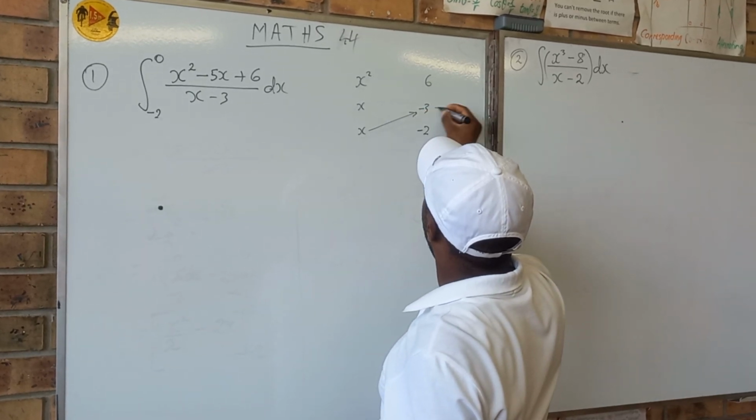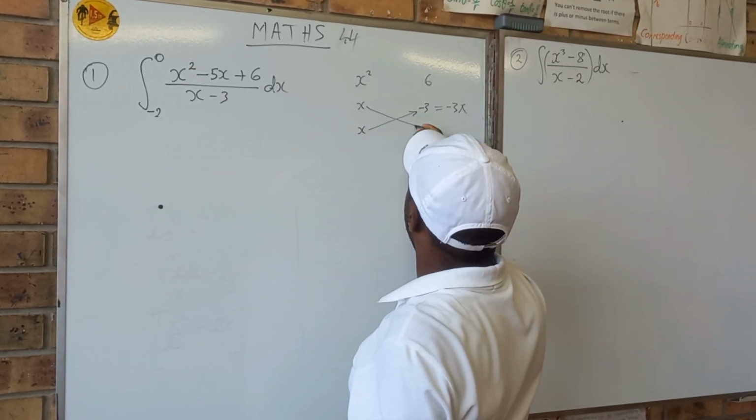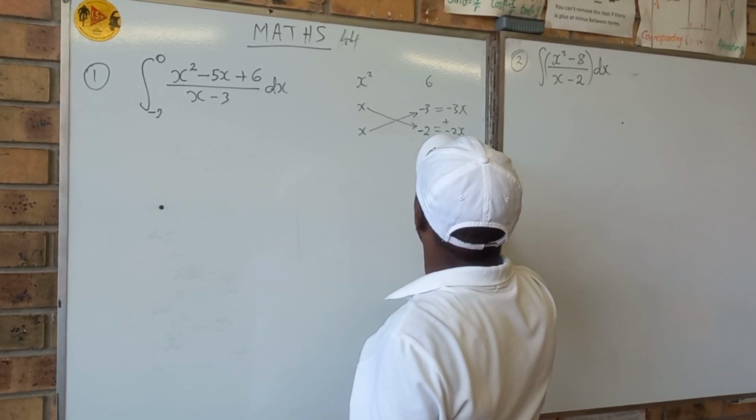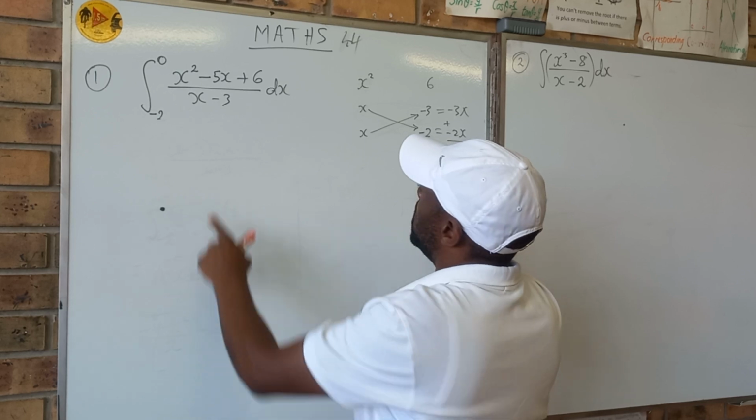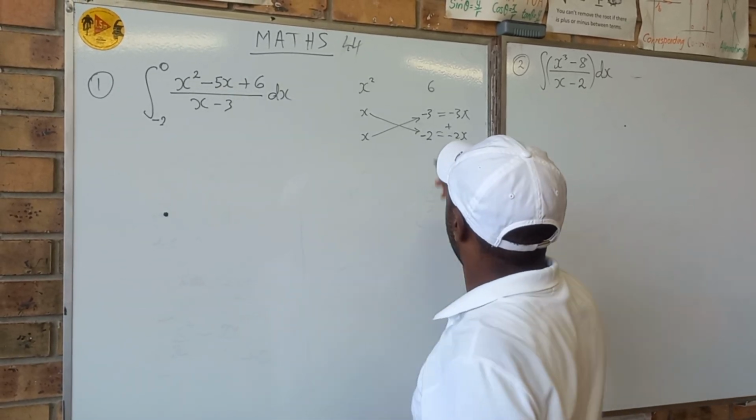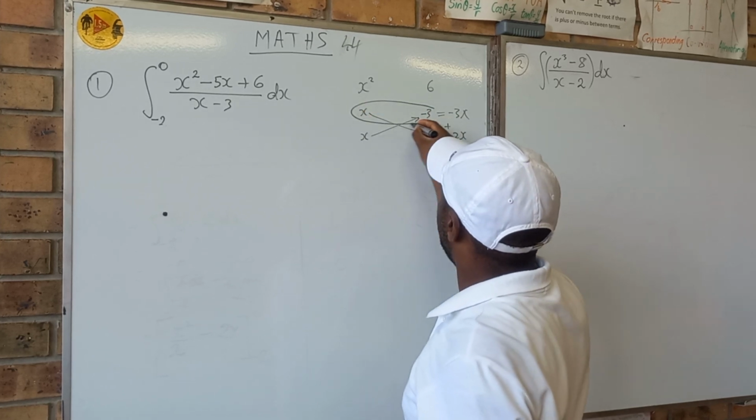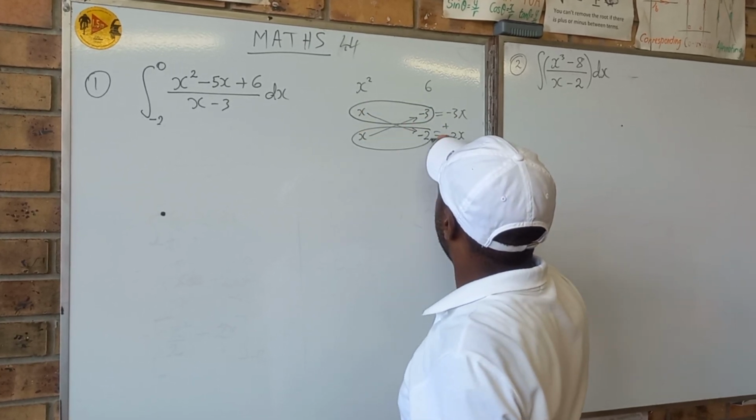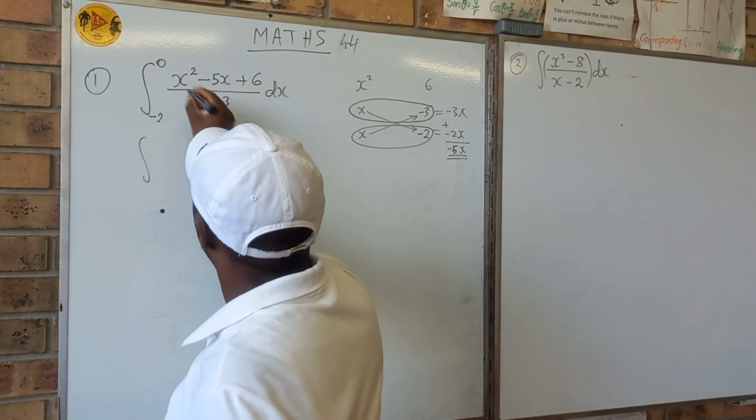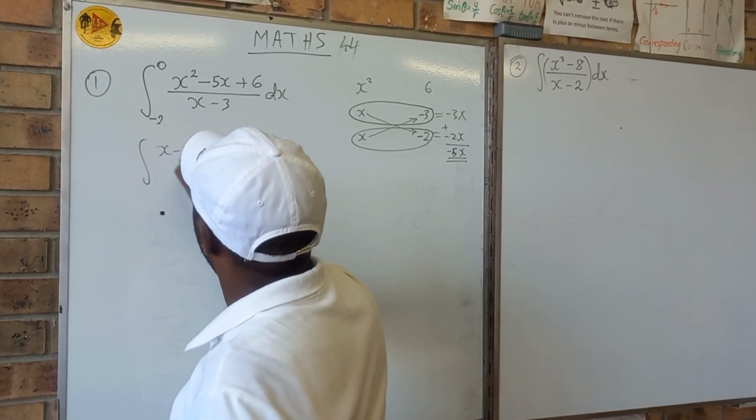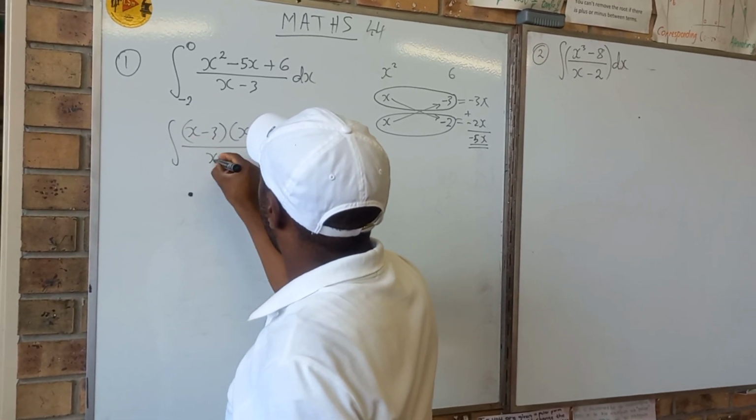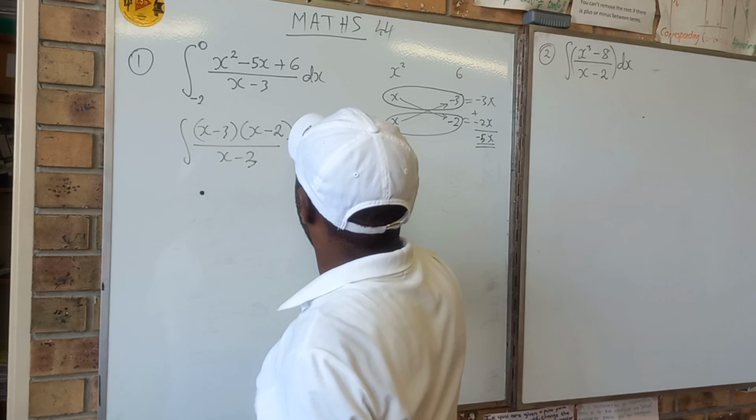Then when I cross multiply, I get negative 3x and negative 2x. Then when I do my addition, it gives me negative 5x. So if that is what is in the middle of the term, it means my selection of my factors was correct. Then I will read my factors horizontally like that, x minus 3 and x minus 2. So if I go back to the problem, in the place of the quadratic, I'll put x minus 3 into x minus 2 divided by x minus 3, sorry, the x.